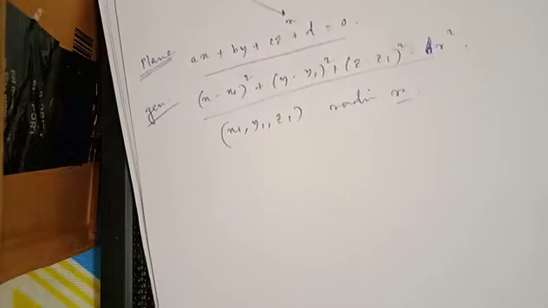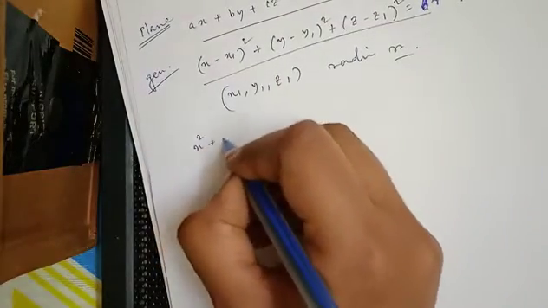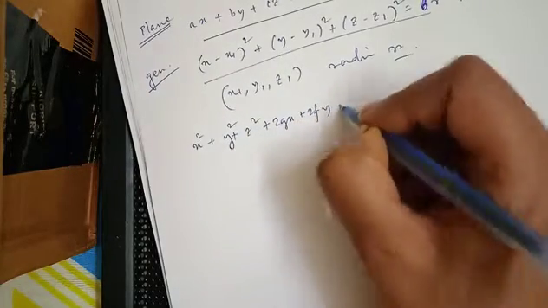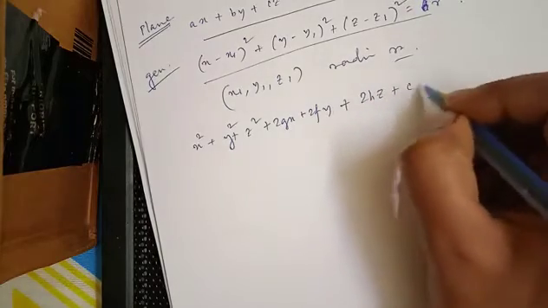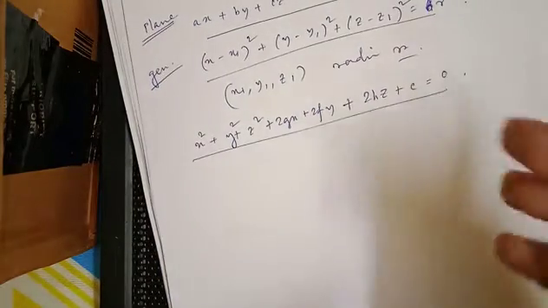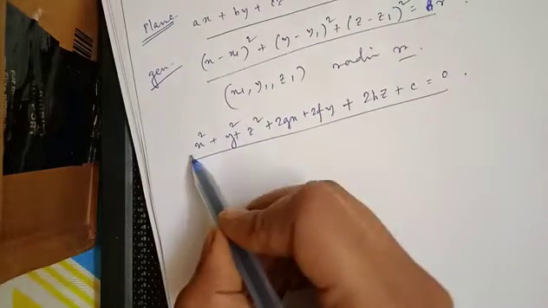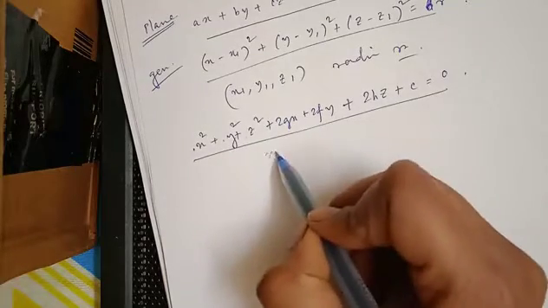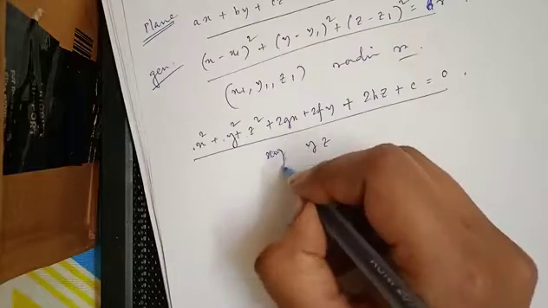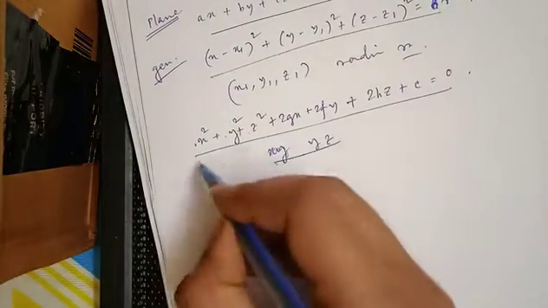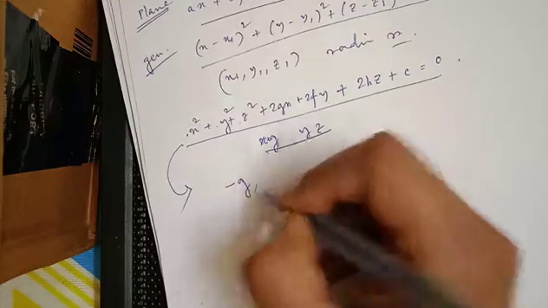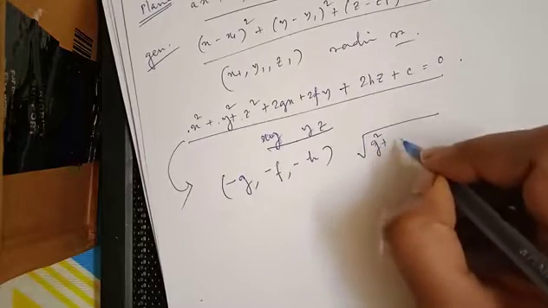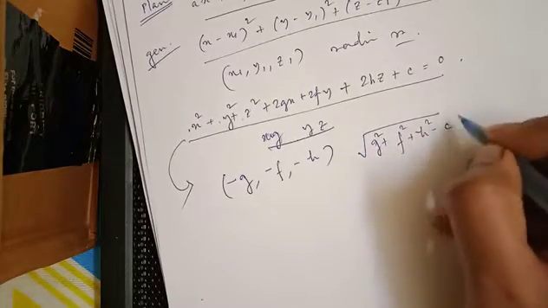There is also another form of a sphere which looks like this: x square plus y square plus z square plus 2gx plus 2fy plus 2hz plus c equals to 0. This also represents an equation of a sphere. Check here the same coefficient for x square, y square and z square, and there is no xy or yz type of terms. So this represents an equation of a sphere. In that case the center will be (minus g, minus f, minus h), and the radius will be root over g square plus f square plus h square minus c.